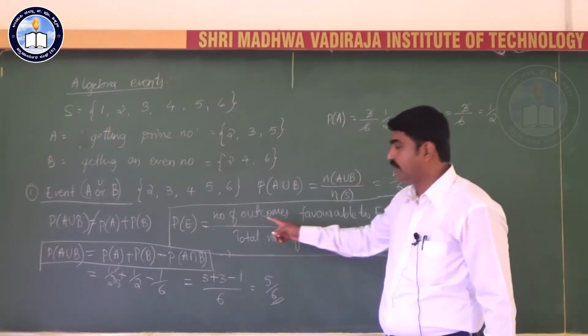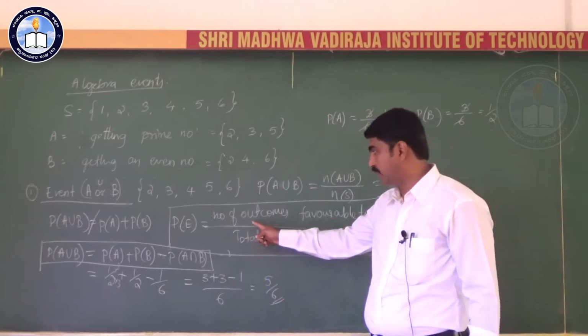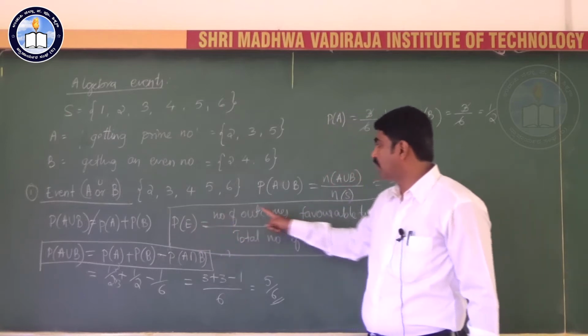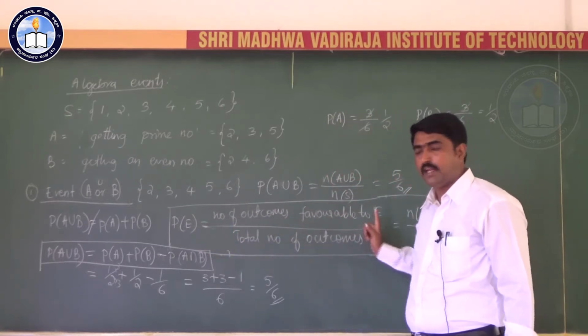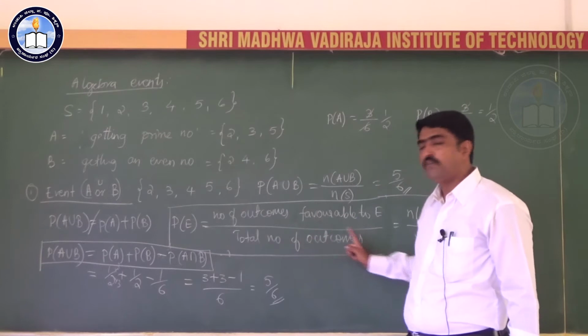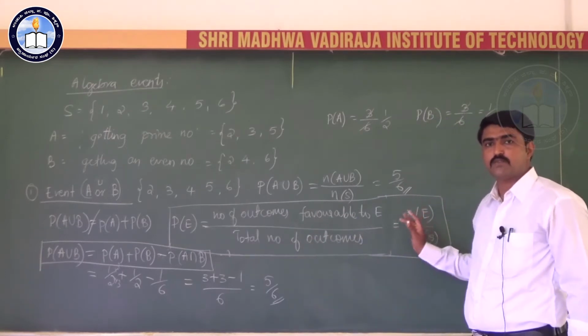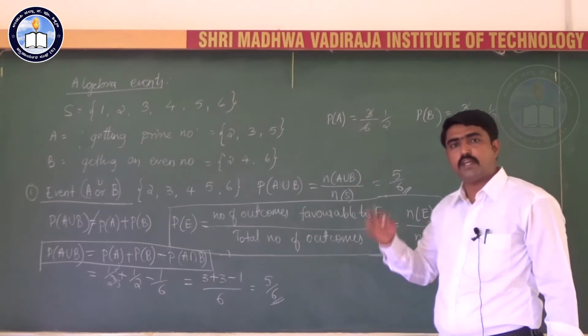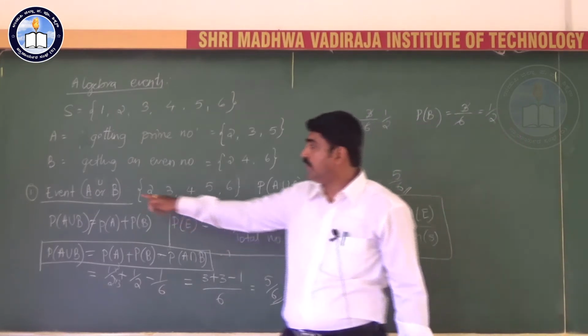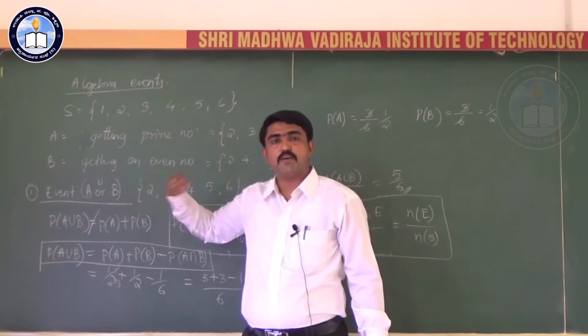And the probability of any event can be calculated by using P of E is equal to the number of outcomes favorable to the event E divided by the total number of outcomes. That is N of E divided by N of S, which is used to find out the probability of any event. So, what is the probability of event A or B? That is P of A union B.